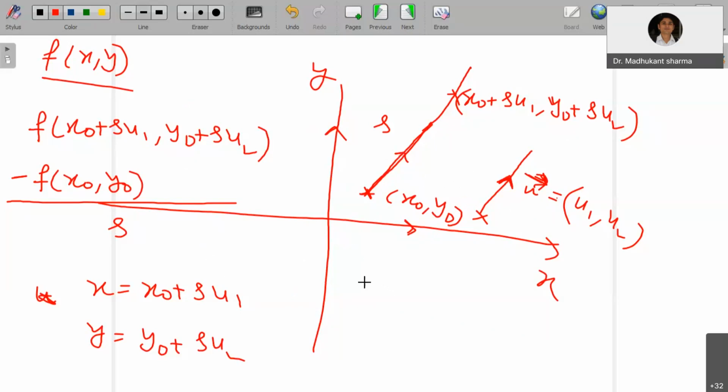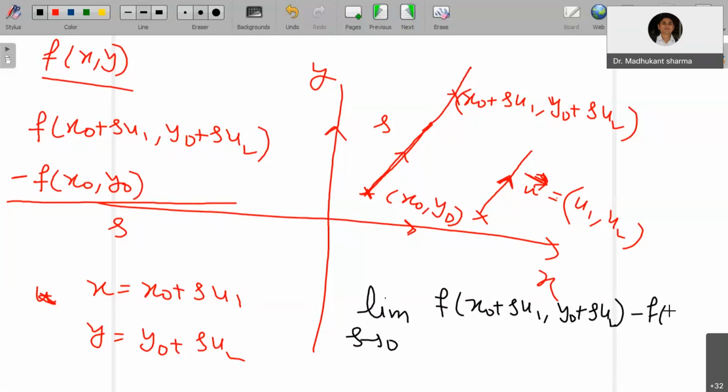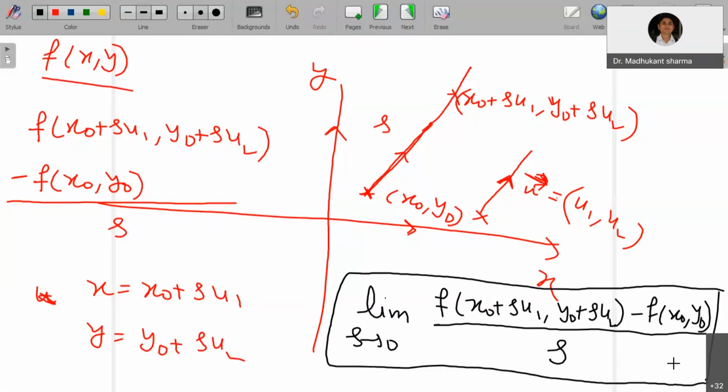So what we are interested in now is the limit as s tends to 0 of f(x naught plus s u1, y naught plus s u2) minus f(x naught, y naught), divided by s. You are interested in this. So I am going to just introduce the notation of the directional derivative. Let's move ahead and we will see more physical interpretation of this directional derivative, how it looks, more geometrically.